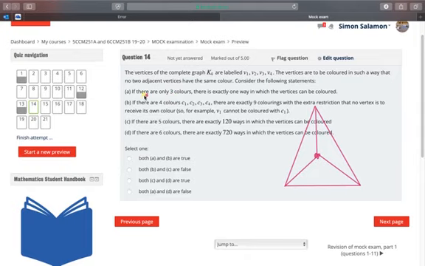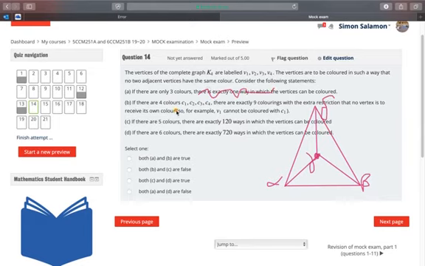Now, part A, if there are only 3 colours, there is exactly one way in which the vertices can be coloured. Well, that's false because this has chromatic number 4. Every vertex has to have a distinct colour because they're all connected, any pair of vertices here is connected. So we need 4 colours. The colours are actually numbered 1 to 4, not alpha, beta, gamma, delta. But in any case, with 3 colours, there's no way in which we can colour the vertices in such a way that no two adjacent vertices have the same colour. So A is actually false.